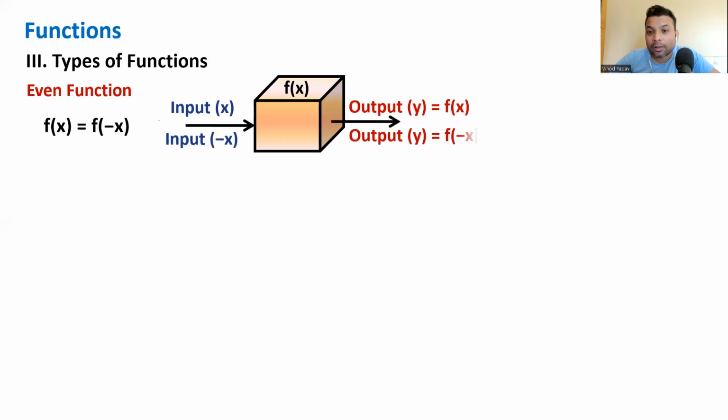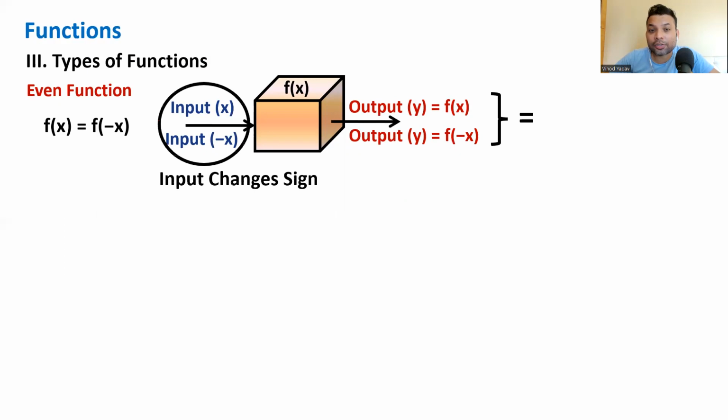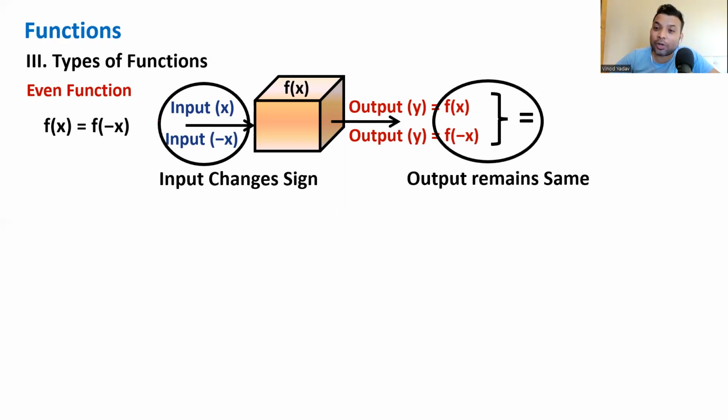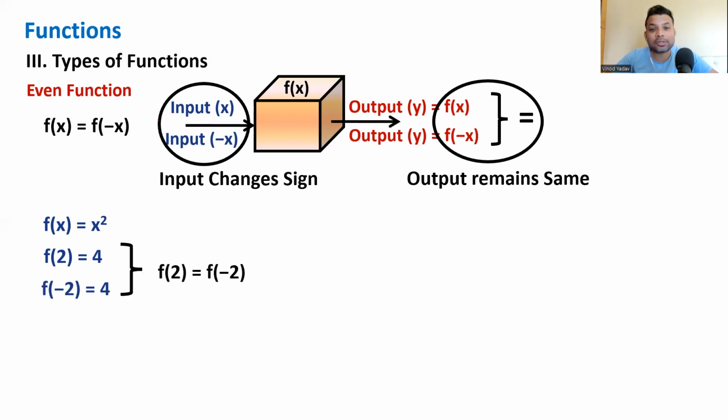Yeah. So if both these are equal, then we say that it is an even function. So input changes sign, but output doesn't change sign. Output remains same. It's an even function. For example, f of x equal to x square. F of 2 will be 4. F of minus 2 is also 4, isn't it? So f of 2 is same as f of minus 2. So input changed sign, but output did not.